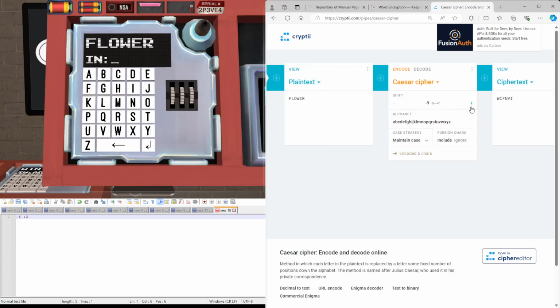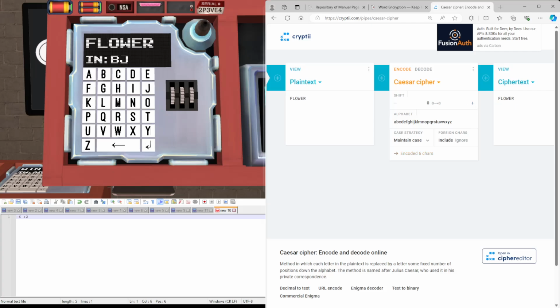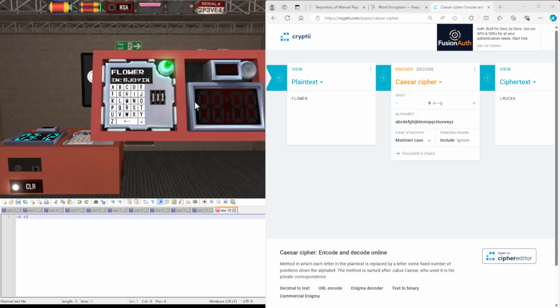Flower, starting at -6. So say the first letter is Z, but we mistype it as Y. When we press backspace, we then have to go forwards anyway. So now our first letter is actually going to be -4 because we messed up. So it's going to be B, +2, J, +2, O, +2, Y, +2, I, +2, X. And if we've done this right, we get another submodule.